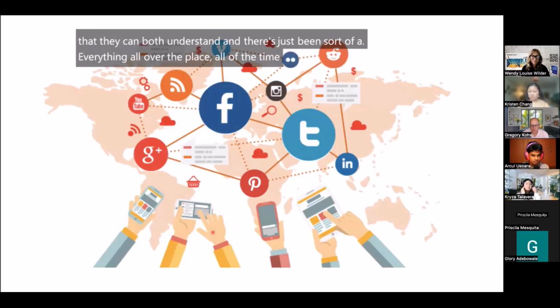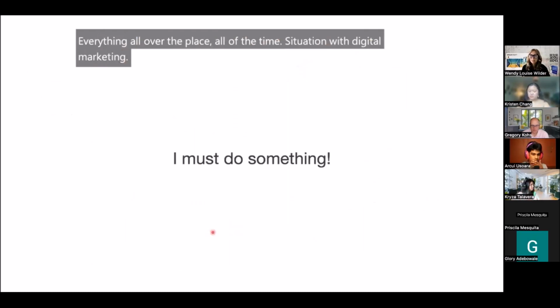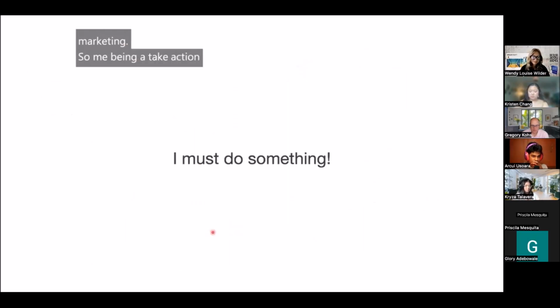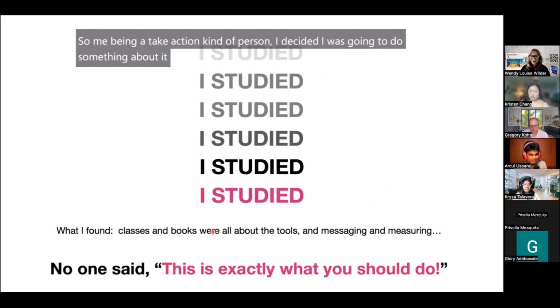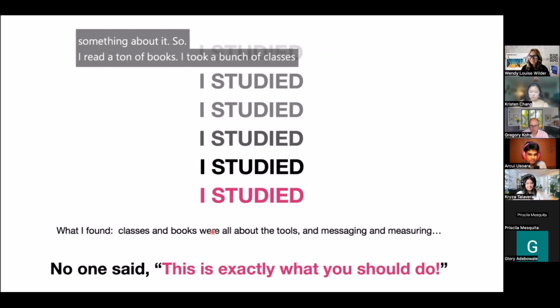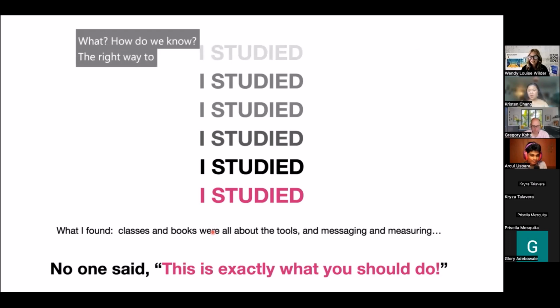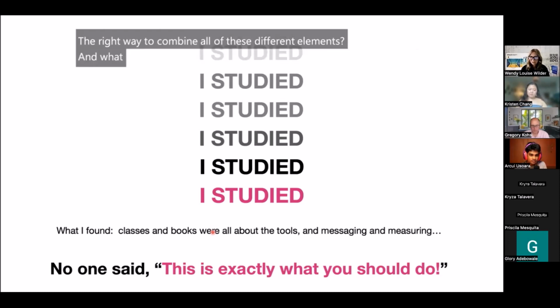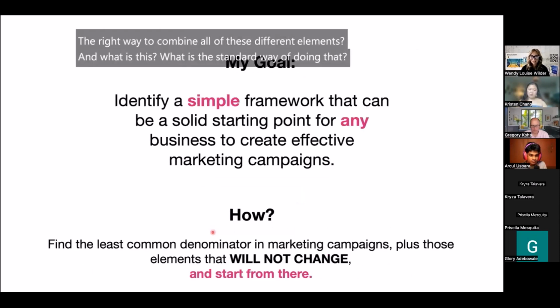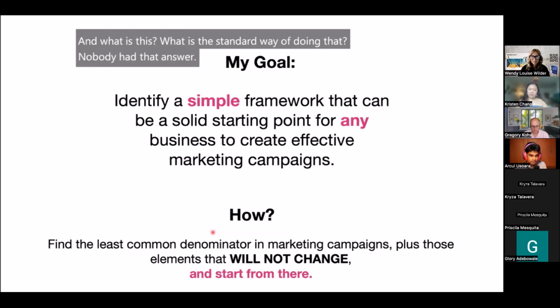And there's just been sort of an everything-all-over-the-place, all-of-the-time situation with digital marketing. So me being a take action kind of person, I decided I was going to do something about it. So I read a ton of books, I took a bunch of classes, and I still came up empty-handed with my main question, which was, how do we know the right way to combine all of these different elements? What is the standard way of doing that? Nobody had that answer. So I set out to fix that.